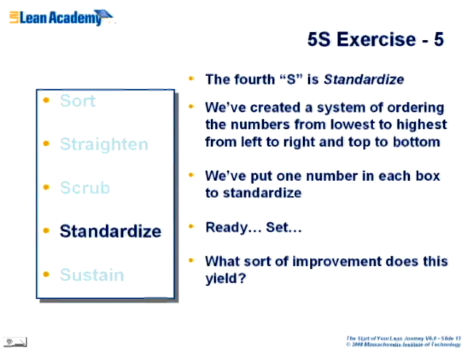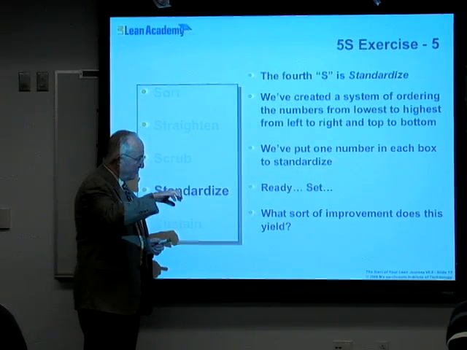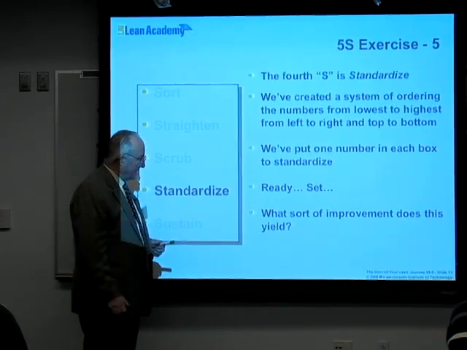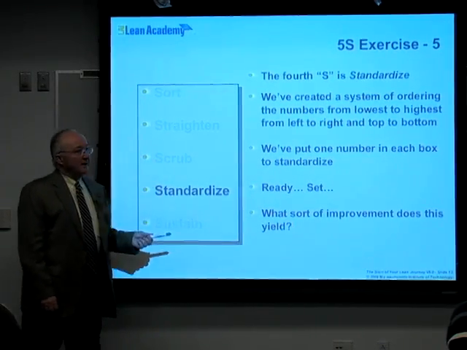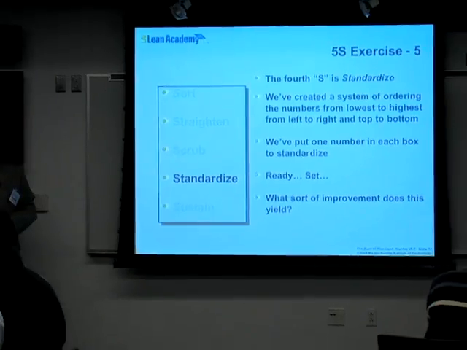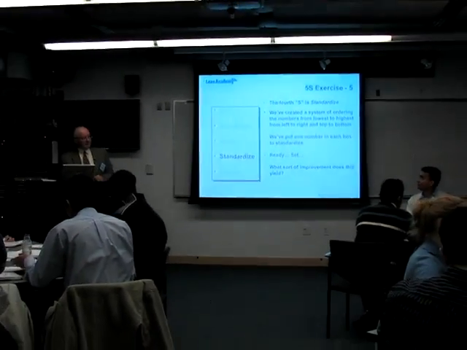Okay, the next one is what we call standardize. We've created a system of ordering the numbers from the lowest to the highest, from the left to the right, and top to bottom. We've put one number in each box, to make it easy to get our tools. And we know where our plans are. So we now know where the screwdriver is. We now know where the wrench is and that kind of stuff. Okay, stand by. Ready, set, go.